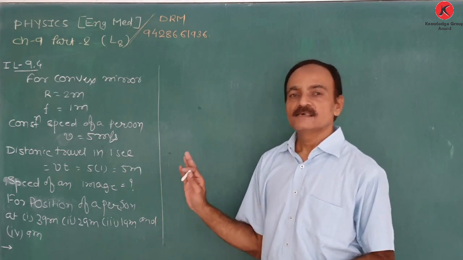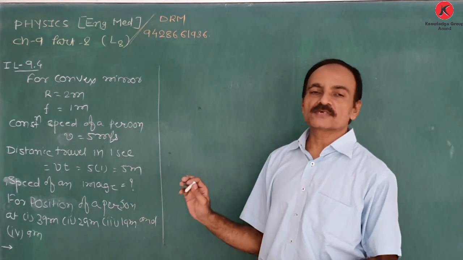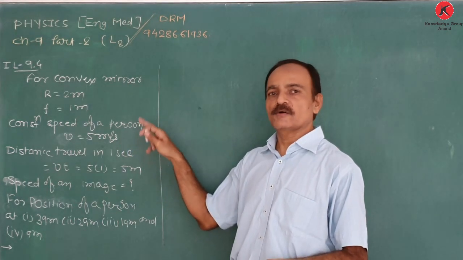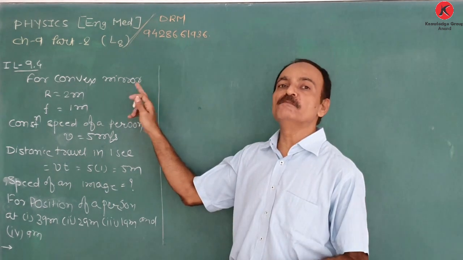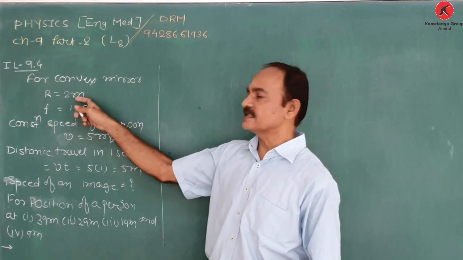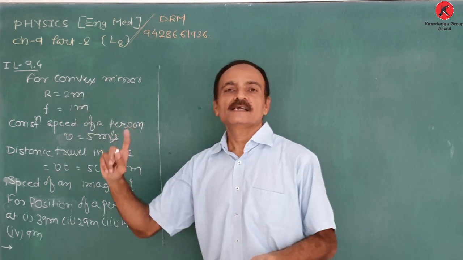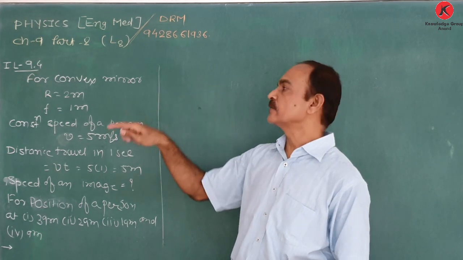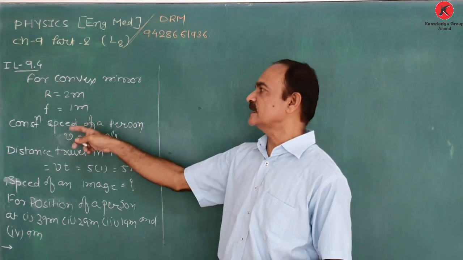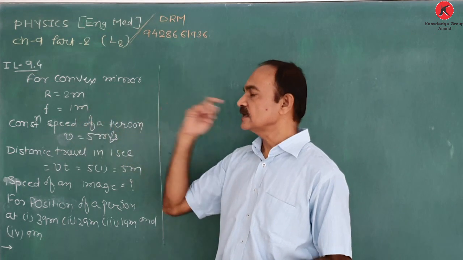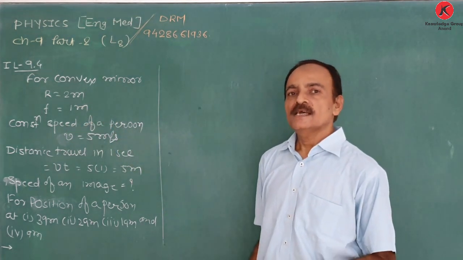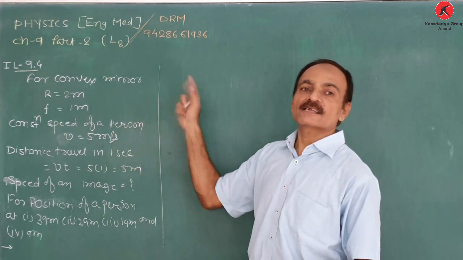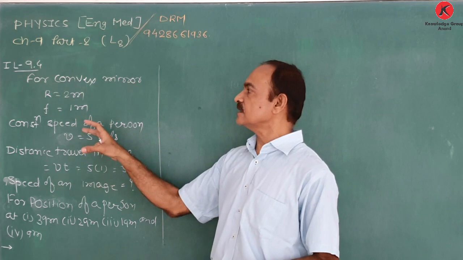First, again, understand this situation. We are sitting in a parked car, viewing a side view mirror having a radius of curvature of 2 meter. Now listen, a side view mirror is a convex mirror, not a concave. Due to that, the radius of curvature is 2 meter and the focal length is positive, that is 1 meter.